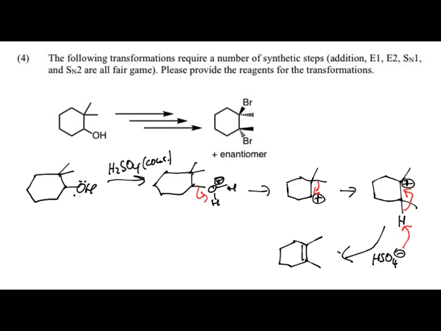Okay, and then the last step, you see, that's just an anti-addition of bromine. Does that make sense? And that just goes through the bromonium ion. Okay, Br2, anti-addition. And that gives us the product.